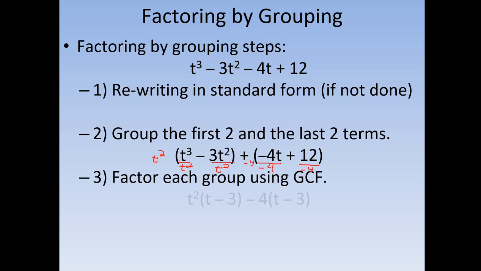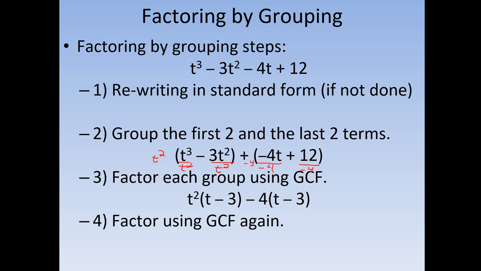And what I'm going to end up getting is t squared times (t minus 3) minus 4 times (t minus 3). Because t cubed divided by t squared is a t. The t squared drops out on this one, I'm left with a negative 3. This one drops out the negative 4, and then 12 divided by negative 4 is negative 3. Now this is how you know you're doing it right, because this term and this term that's remaining after we pull everything out using greatest common factor leaves us with the same thing.